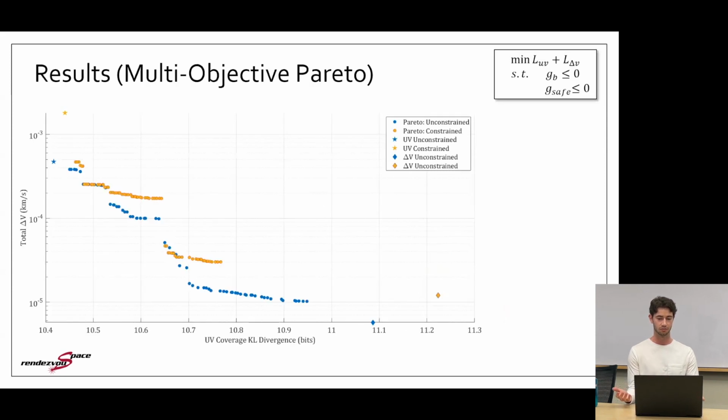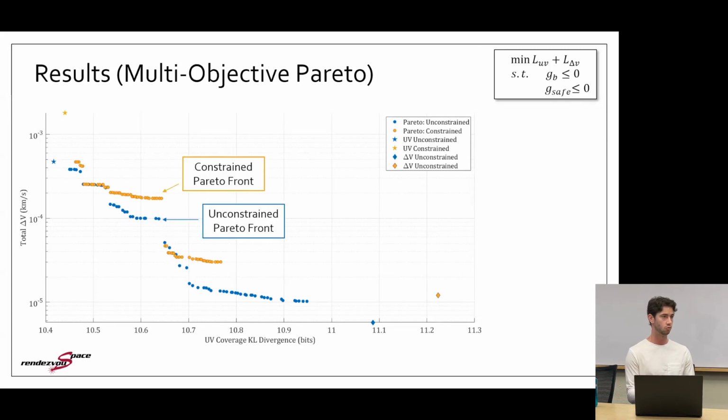Since this is a multi-objective problem, I've generated a Pareto front of results. The blue points are for unconstrained optimization, so no safety constraints considered, and the orange points are the constrained Pareto front. Just looking at this, it makes sense. The orange points are not as great as the blue points, where the y-axis is our delta V in kilometers per second, and the x-axis is our UV coverage. As we move further to the right on the x-axis, we get worse UV coverage. And as we move higher on the y-axis, we spend more propellant to maintain our formation and our absolute orbit.